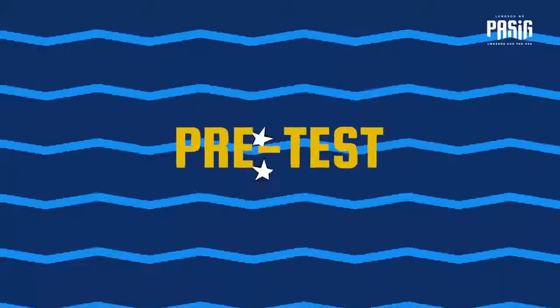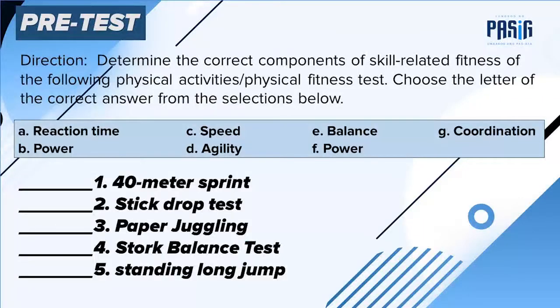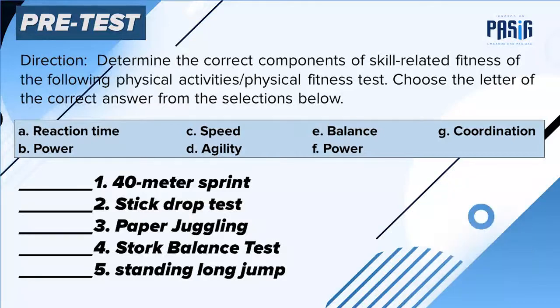Before we proceed to our lesson, let's have first a pre-test. Direction: determine the correct components of skill-related fitness of the following physical activities. Physical fitness test. Choose the letter of the correct answer from the selections below. You have 10 seconds to answer this pre-test. Timer starts now. The time is up. The answer for this pre-test will be revealed after the lesson.